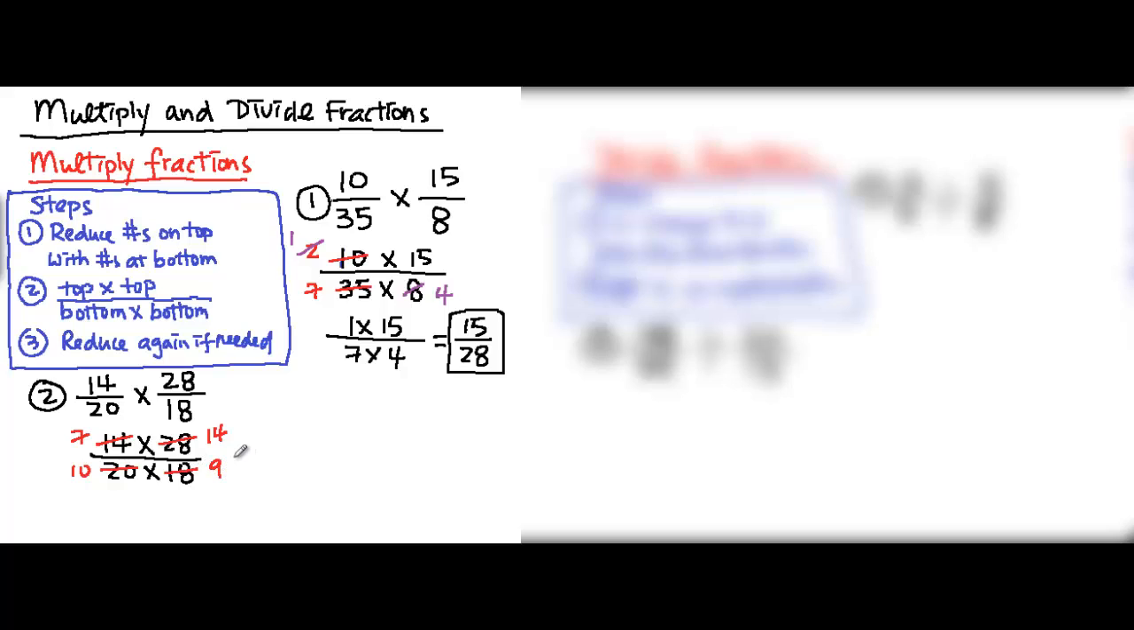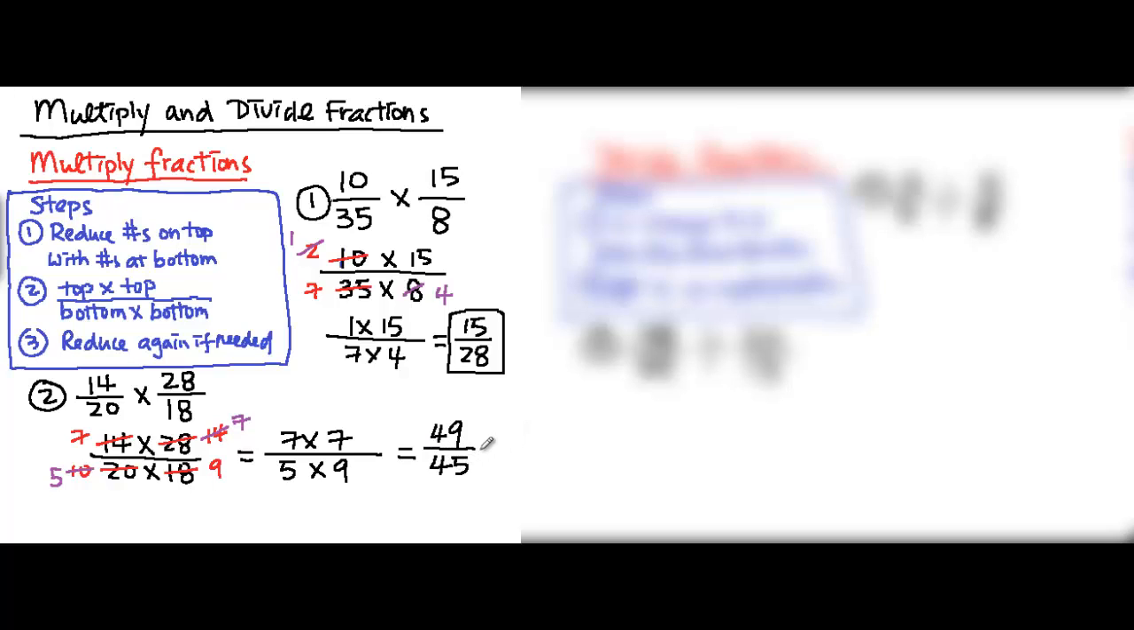Looking at that, I still have a 14 and a 10, so I can try 2 times 7, 2 times 5. And it looks like that's it. I'm going to rewrite one more time and make sure I pick up all the numbers. I have 7 times 7 on top, and 5 times 9 at the bottom. So together we have 49 over 45.